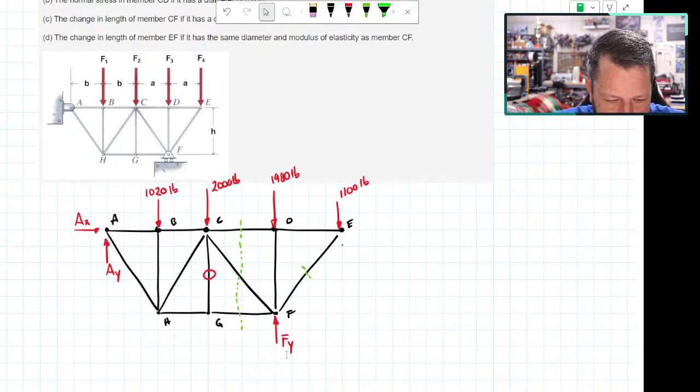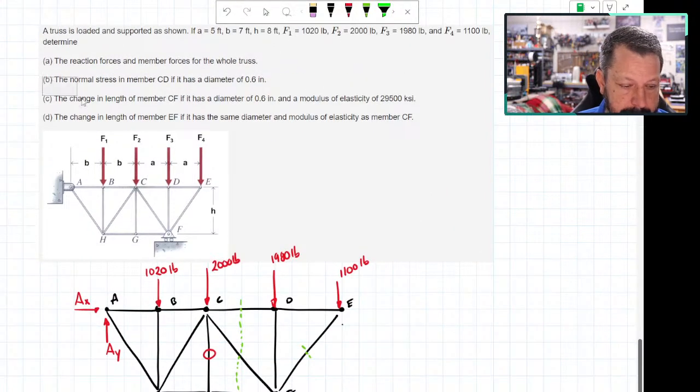Now, let's say that we don't care about all this other stuff. We only want to solve B, C, and D here. That normal stress, change in length, and change in length. We're not interested in solving for every member force.